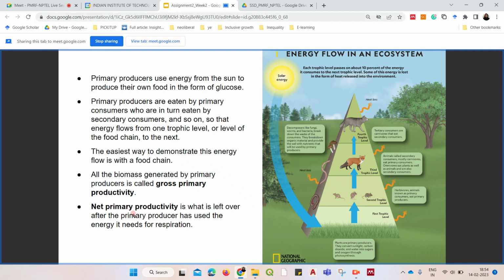But even the primary producer needs some energy for respiration. So reducing that energy needed for respiration from the gross primary productivity gives you the net primary productivity. It is the productivity that is left over after the primary producer has used the energy.